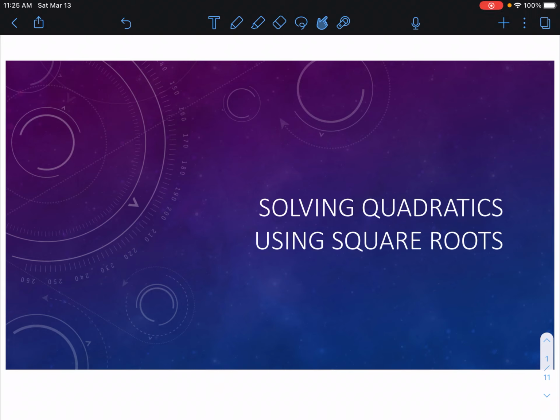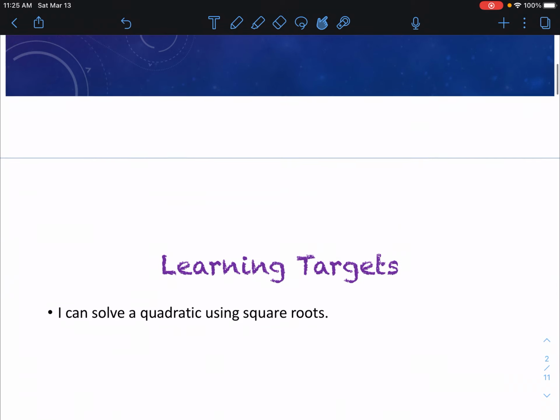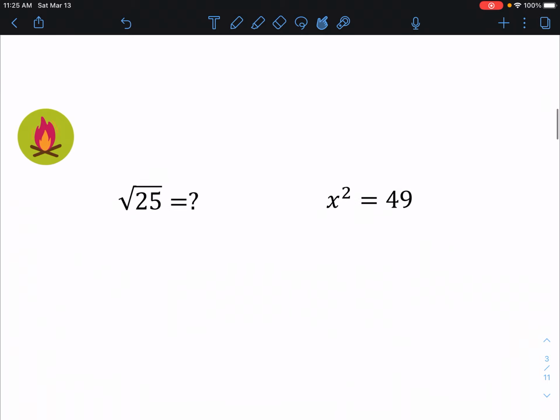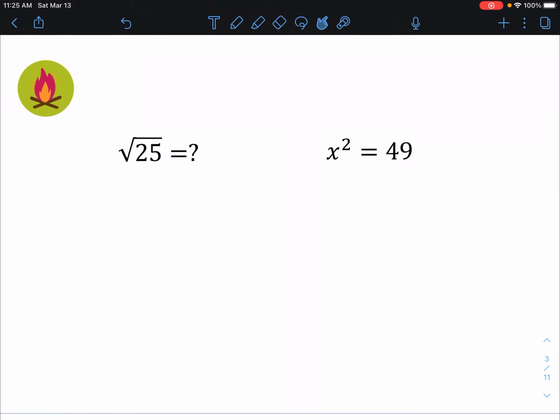All right, so we're gonna continue our unit on solving quadratics. And in this mini unit, we will talk about how to solve quadratics using square roots, by completing the square, and using the quadratic formula. Okay, so that's our learning target today. All right, to get us going, let's go over a couple of things.